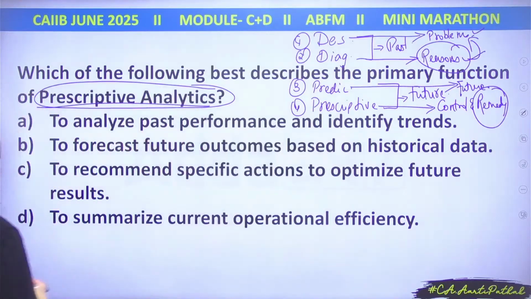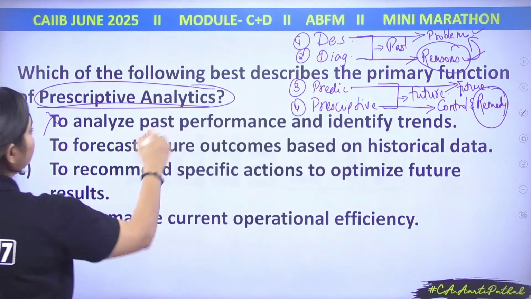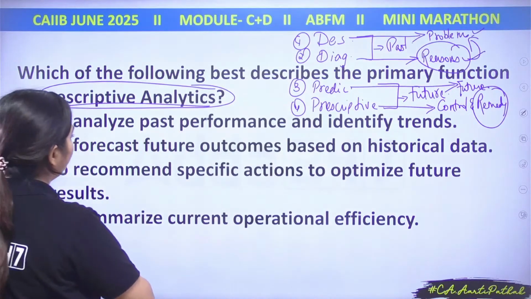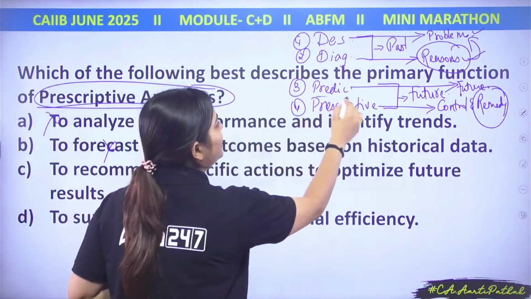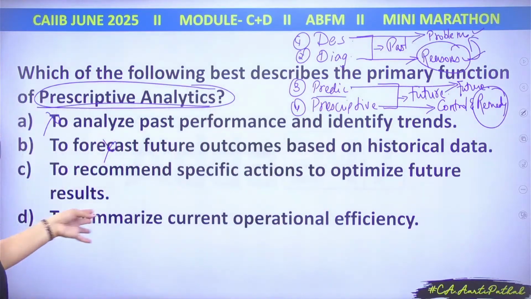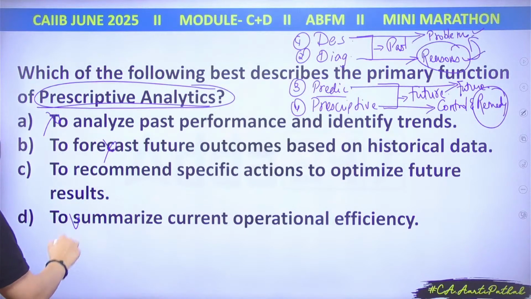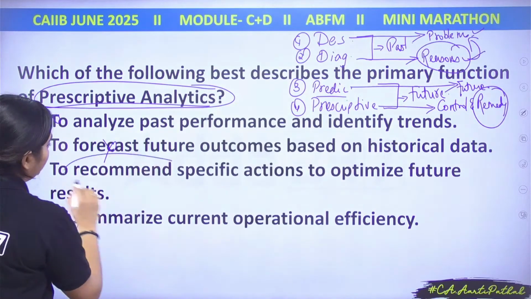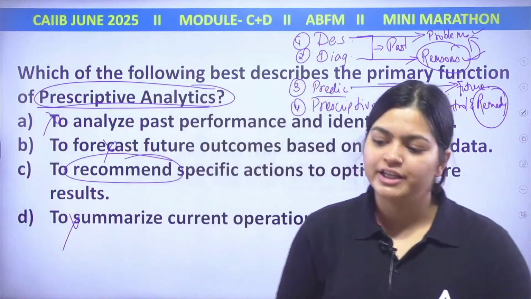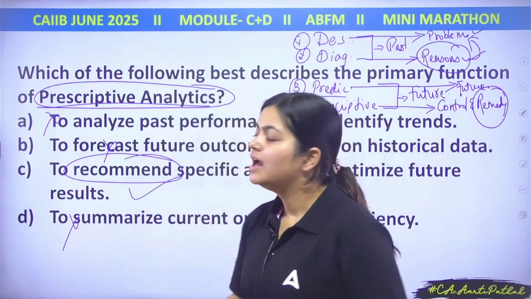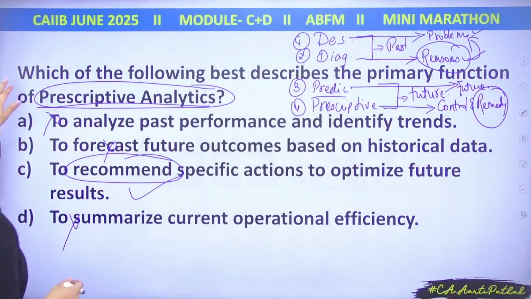So if you read again, we are not talking about the past, so A is wrong. To forecast future outcomes based on historical data, no, that is predictive. Then to summarize current operational efficiency, no. C, to recommend specific actions that we can take to resolve the issue. So the correct answer is answer C. I hope you understood this.